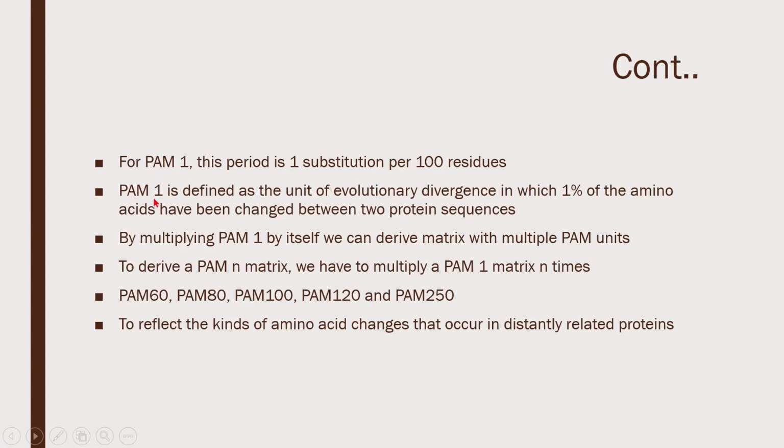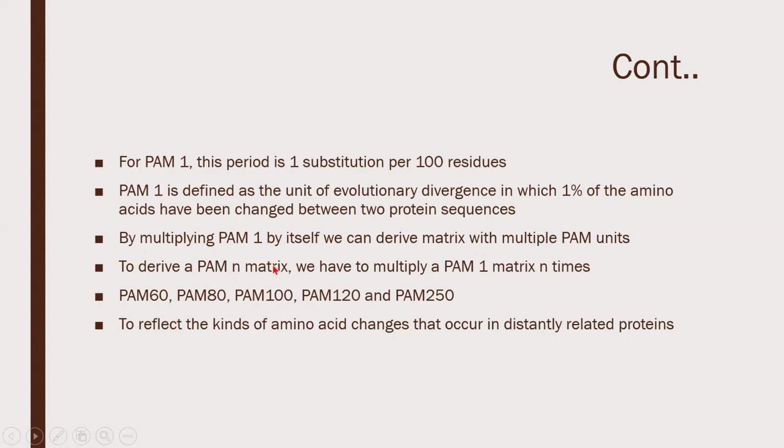In other words, PAM1 can be defined as the unit of evolutionary divergence in which 1% of amino acids have been changed between two protein sequences. If you want to get the higher PAM matrices, you can just multiply PAM1 by itself. By doing so, we can derive the matrix with multiple PAM units.